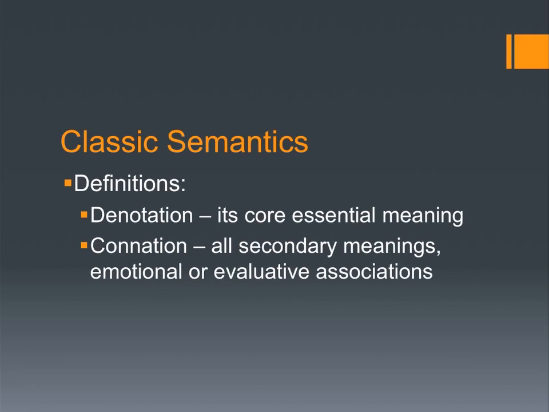And so that gets us into classic semantic theory. The denotation of a word is its essential meaning. Right now we're talking about all of semantics, and we're ignoring associations for a little bit. The connotation is all of its possible secondary meanings. So it's the different ways that you can use the word and mean different things than its main essential meaning.